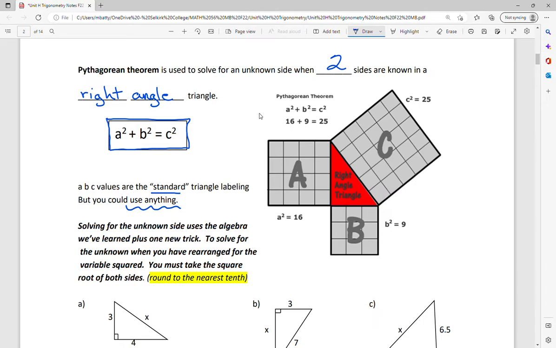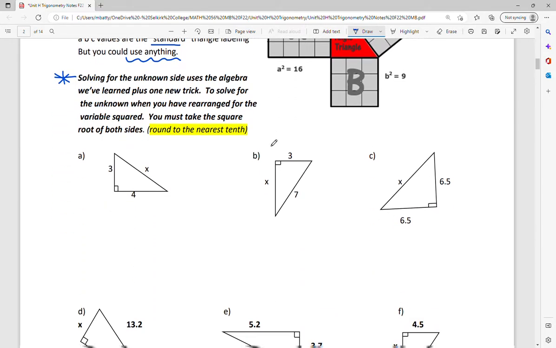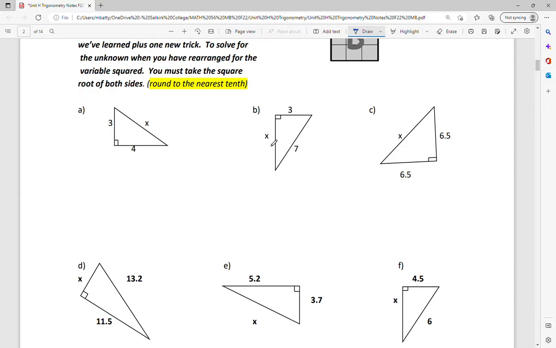So solving for an unknown side, in algebra, we've learned skills that we're going to use, and then one new trick. Because we have a squared here, to get to just C, you'd have to take the square root of the other side. So let's try some of these out. I'm quite sure you're going to remember some of this as we move through it. So starting out in the first one and showing all of my work, I have the Pythagorean Theorem equation.